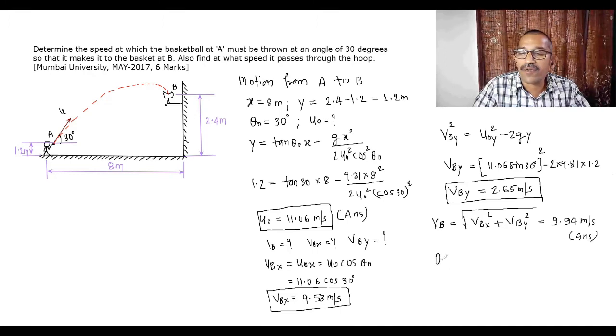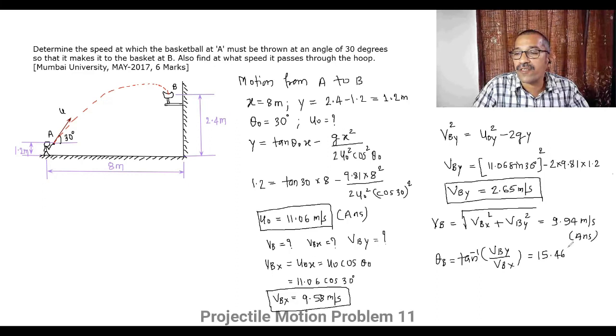The inclination is also required, say the angle theta b, the inclination of velocity, which is tan inverse of the vertical component of velocity divided by the horizontal component. If we substitute VBY and VBX here, this answer comes out to be 15.46 degrees. So this is your velocity magnitude and direction.